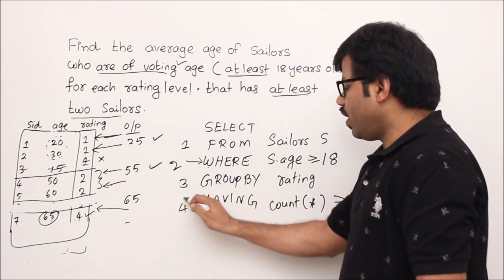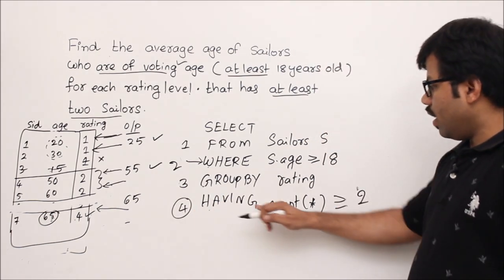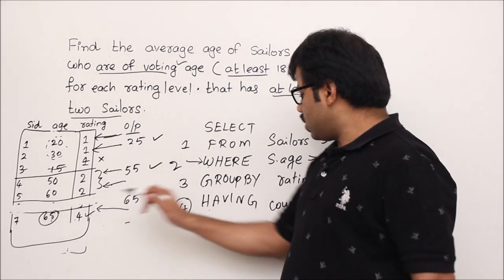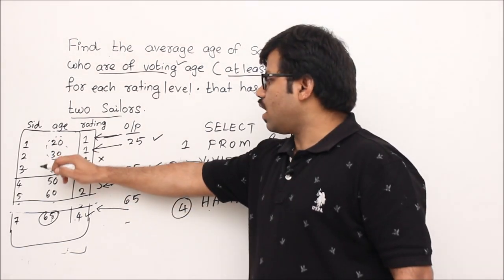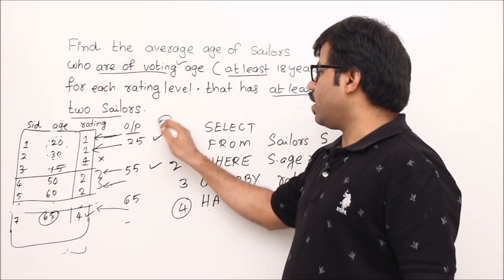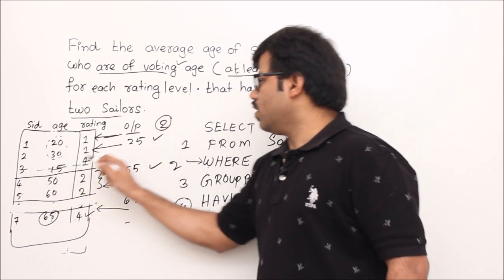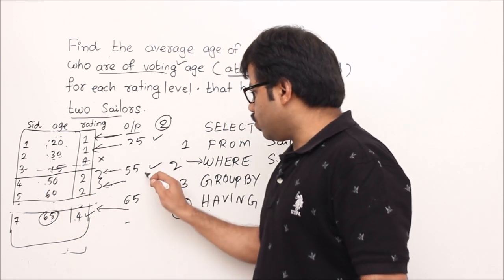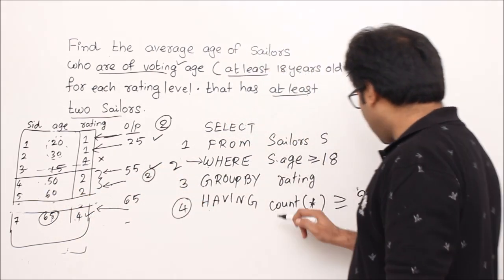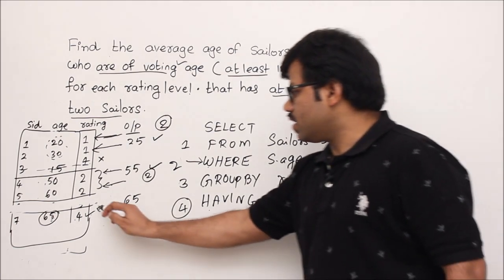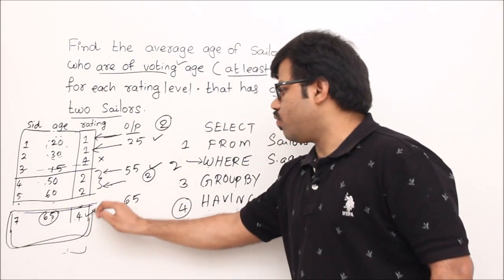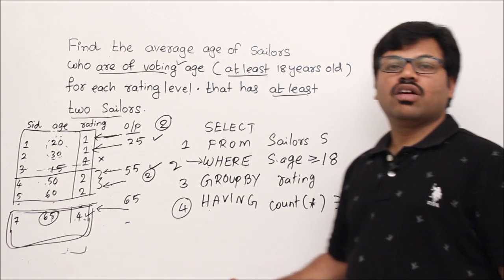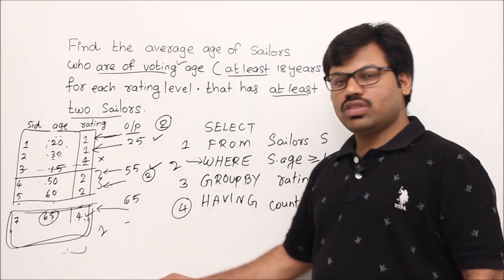Then step number 4. When you come to step number 4, if you see the count star of every group, what is the count star of this group? 2, not 3, because this tuple is already discarded. Yes, perfect. And the count star of this group is 2. Both are satisfying the condition. But I am talking specially about rating 4. What is the count star? 1. Sir, no sir, it is 2.